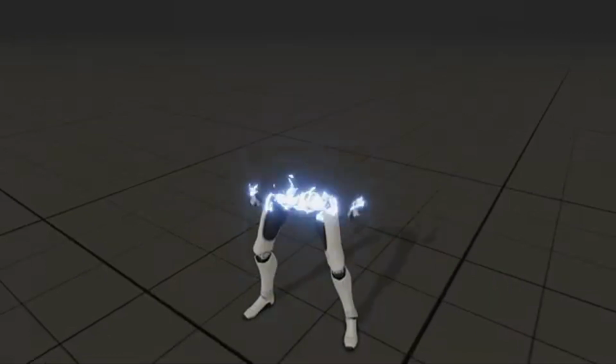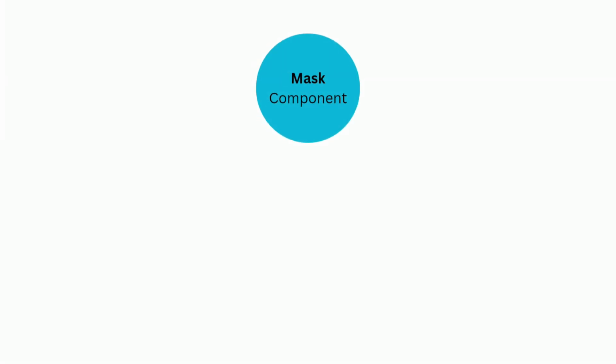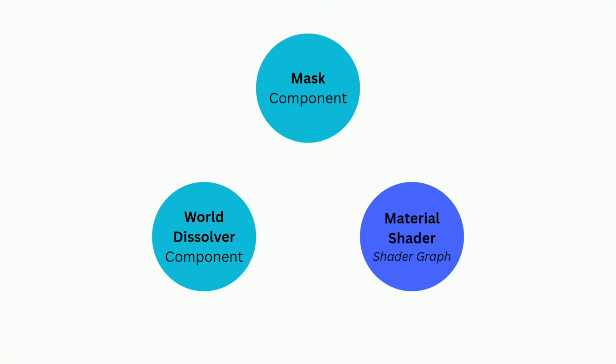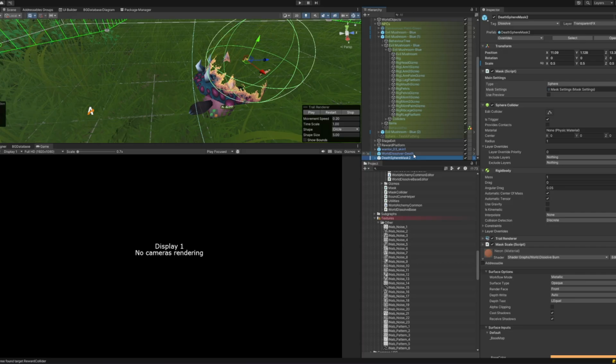World Dissolver needs three things to function: a mask component that will mask the object for the effect, a World Dissolve component that acts as the controller for the effect, and the shader that will perform the special effect. Mask components need to be registered with World Dissolver, and materials also need to be registered with World Dissolver. What I did was pretty simple.